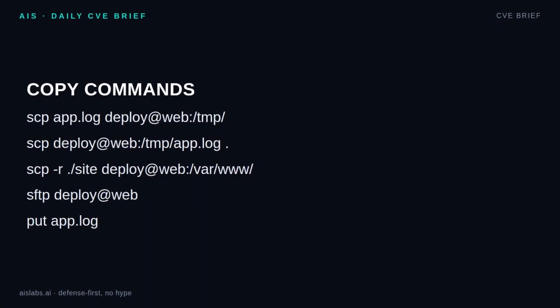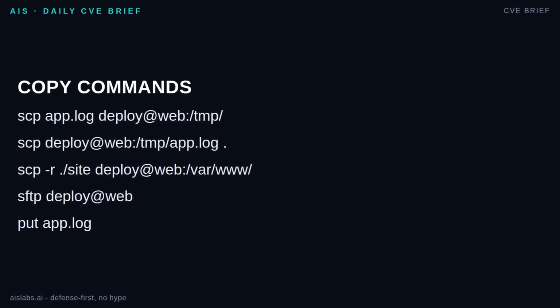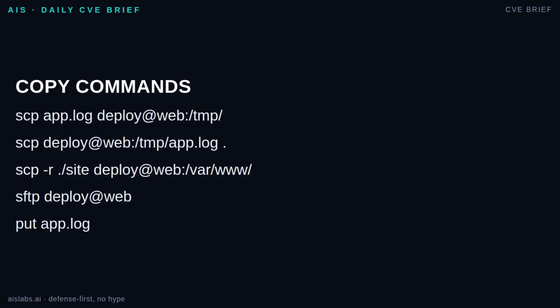Walk the lines on screen. First, scp app.log deploy@web:/tmp/. That copies the local file app.log to the remote server named web, logging in as deploy, and writes it under /tmp. Second line flips the direction. The source is remote, deploy@web:/tmp/app.log, and the destination is dot, meaning the current local directory. Third line adds -r, recursive, so the local directory site is copied to /var/www on the server.